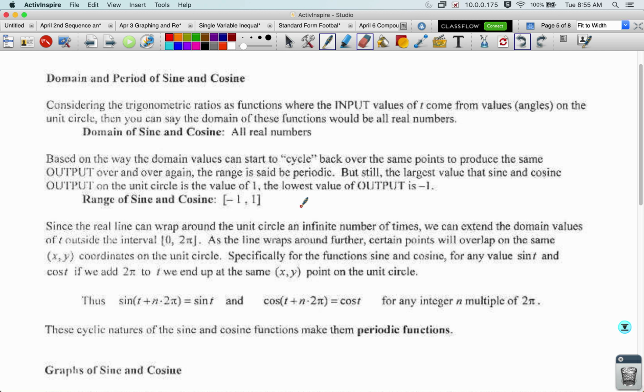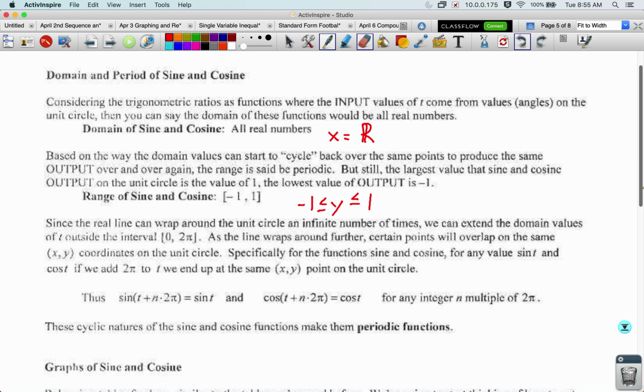I like inequalities. I say -1 is less than or equal to y is less than or equal to 1. This also reminds us that range deals with y values. And when I say domain is all real numbers, I like to write x equals all real numbers. That reminds us that domain deals with x values. Okay.